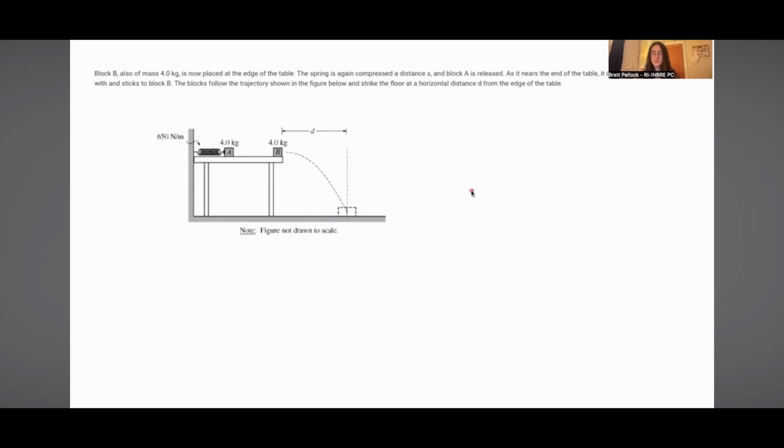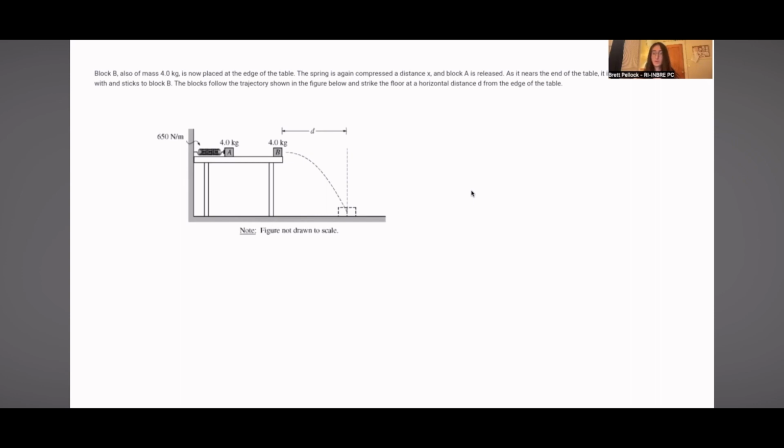This is the explanation of part D of FRQ 3. Now, before we can jump right into the problem, we have to look at a new scenario provided to us. Luckily, it is just an adaptation of the previous scenario. It is as follows. Block B, also of mass 4 kilograms, is now placed at the edge of the table. The spring is again compressed to distance x, and block A is released. As it nears the end of the table, it instantaneously collides with and sticks to block B. The blocks follow the trajectory shown in the figure below and strike the floor at a horizontal distance of d from the edge of the table.